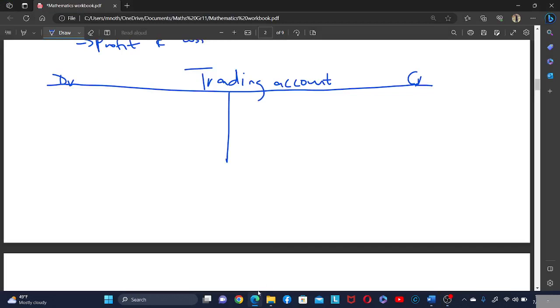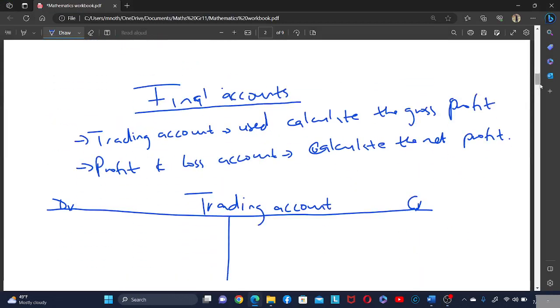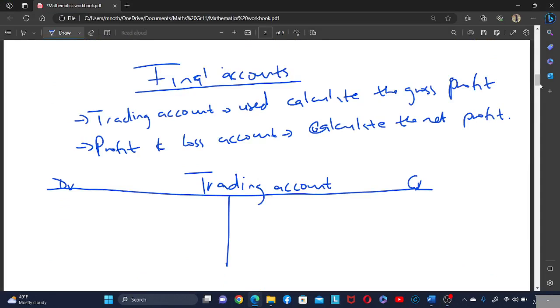Good day. Today we are going to focus on the final accounts. The final accounts are used by the business in order to calculate the profit at the end of the financial year. So when the business wants to calculate the net profit, the business uses these two accounts. The first one is called the trading account. The trading account is used to calculate the gross profit. And then the profit and loss account is used to calculate the net profit.